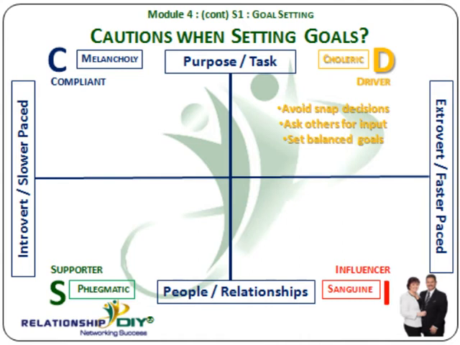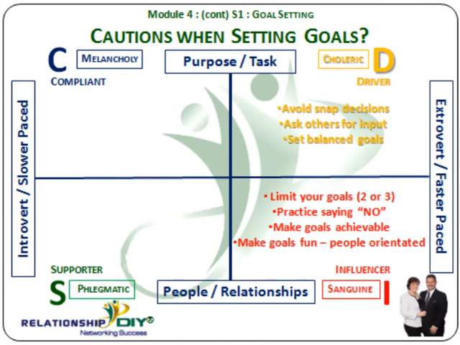So set balanced goals. So let's review again for the D, the driver. They should rather avoid snap decisions, ask others for input, and set balanced goals. That's the caution that they need to apply when setting their goals. What about the I? My recommendation, what we found, is that you need to limit your goals. Set 2 or 3 goals so that you can force yourself to focus.